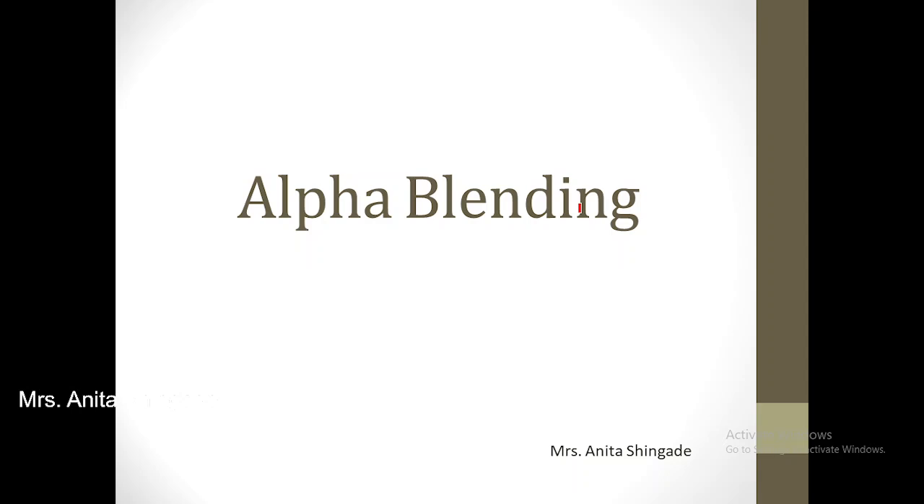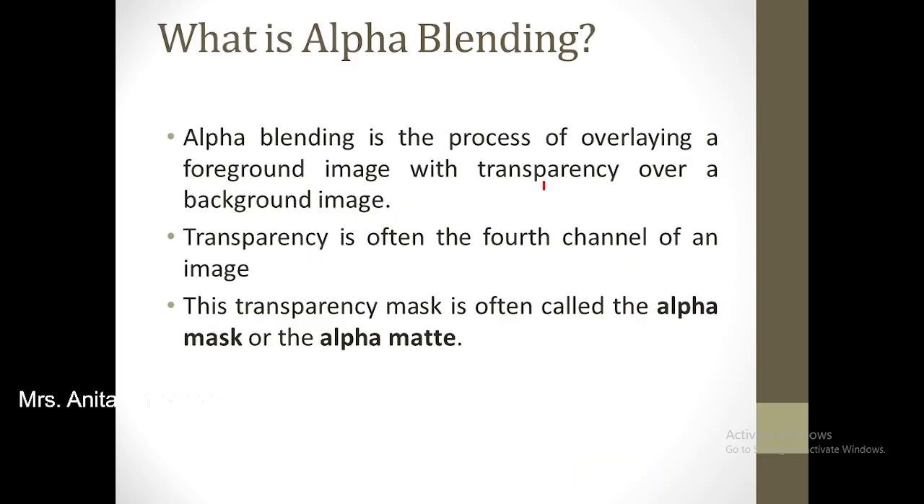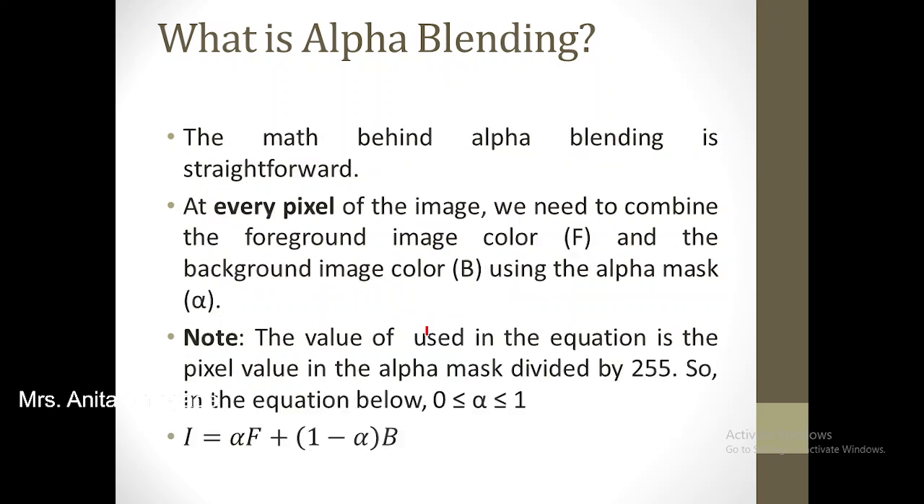Hello all. In this video, we will see the alpha blend of the two images. So first, we will see what is alpha blending. Alpha blending is the process of overlaying a foreground image with a transparency over the background image. This transparency is nothing but the fourth channel of an image, and this transparency mask is also called the alpha mask or the alpha matte.